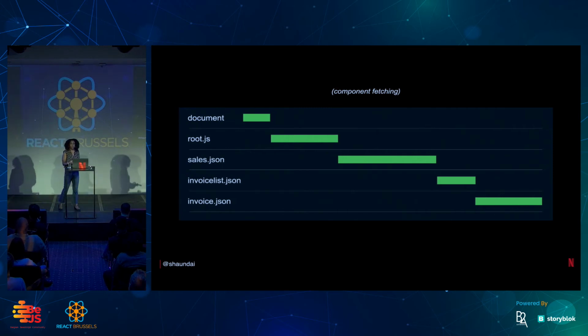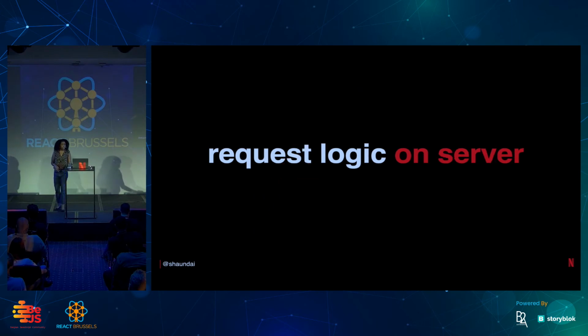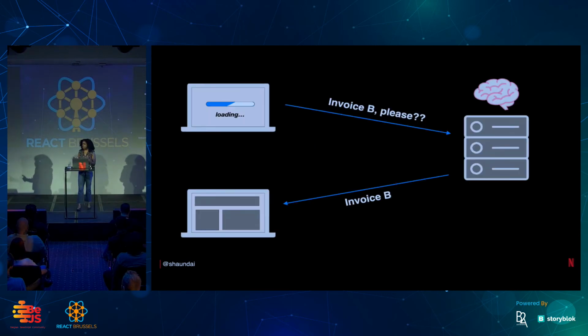Remix gives us the tools to fix this. So first, rather than put our request logic on the client, we're going to move it to the server. So now on the client, we're still making that same request. We're saying, hey, I just want the information for invoice B, please. And the server now has the information. Rather than sending that full backpack of information over the network, your server can say, OK, cool, I have all the information that you would possibly need, but I'm only going to send you the information that you need rather than everything else.